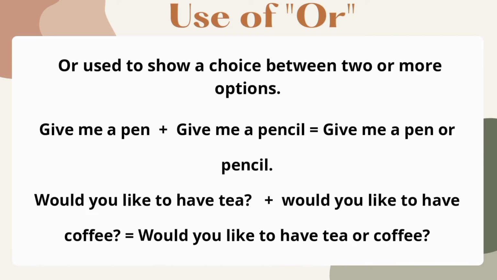Next is would you like to have tea, would you like to have coffee? So here is also a choice, so we can connect this sentence with the help of or. Would you like to have tea or coffee?